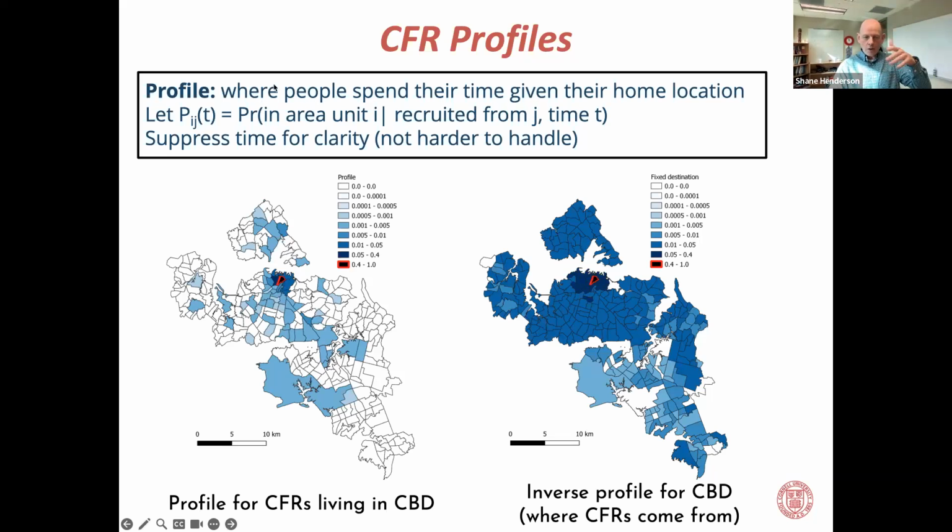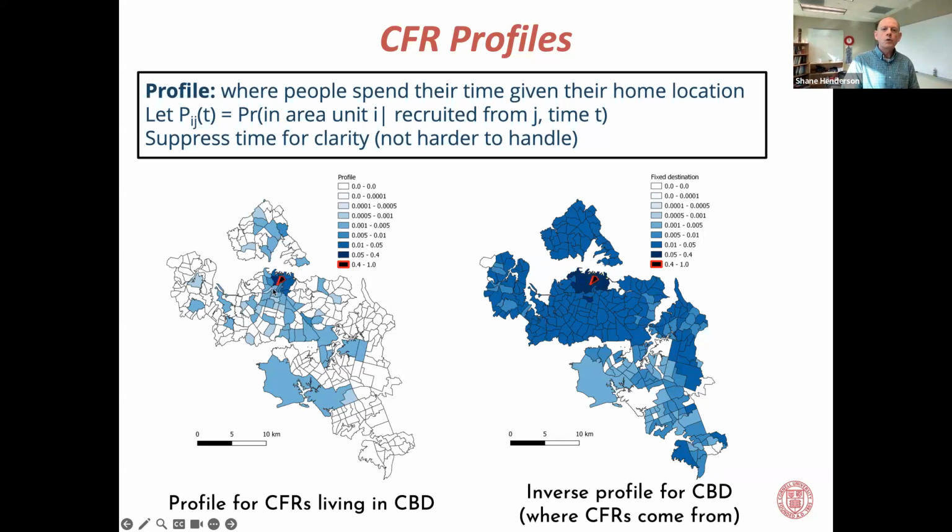This is the wrong way around for typical stochastic matrices, right? Typically the rows are summing to 1. These are columns summing to 1, but it's the same idea. And we're going to just ignore time. That's really just for clarity, because you can see I'm just conditioning on time here. So time is not really the critical thing. We just repeat the calculations for different times of the day.